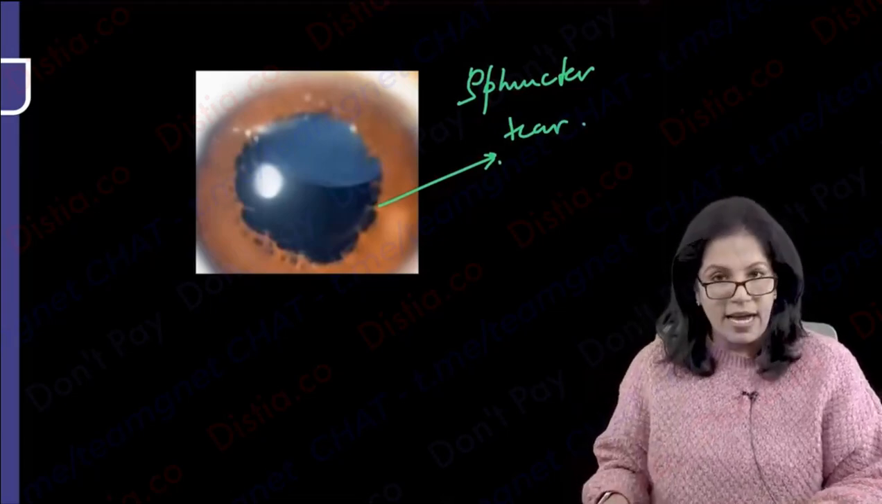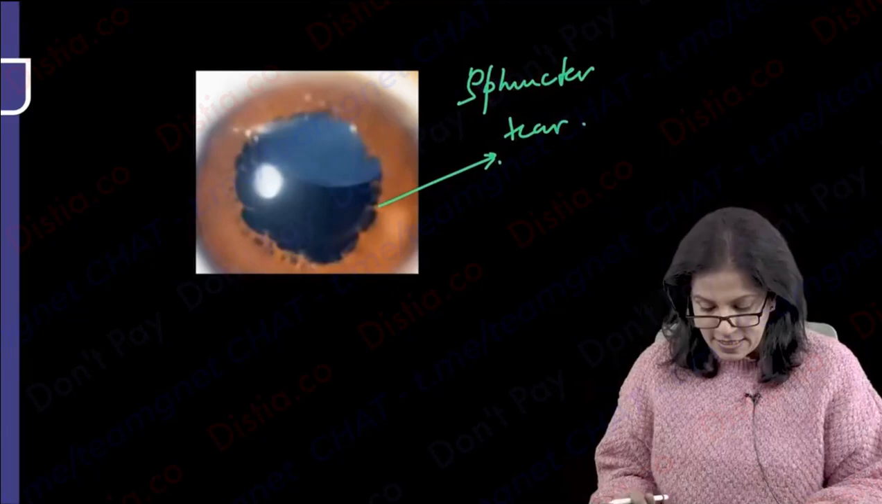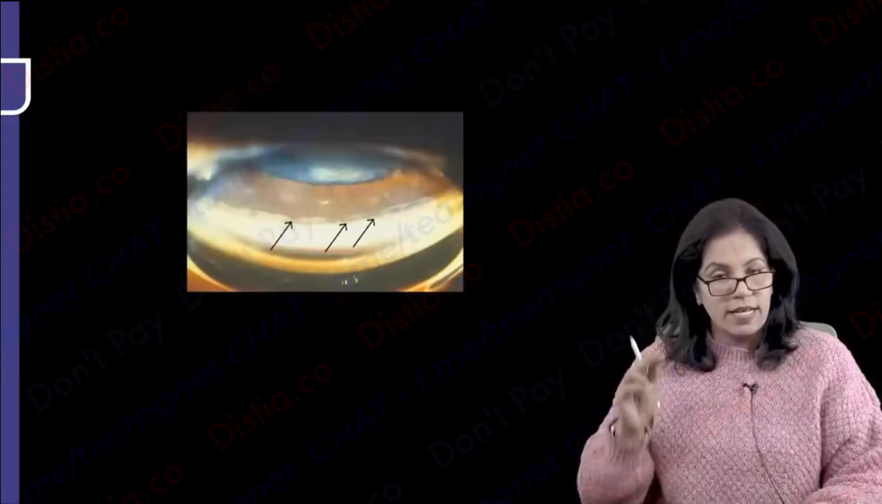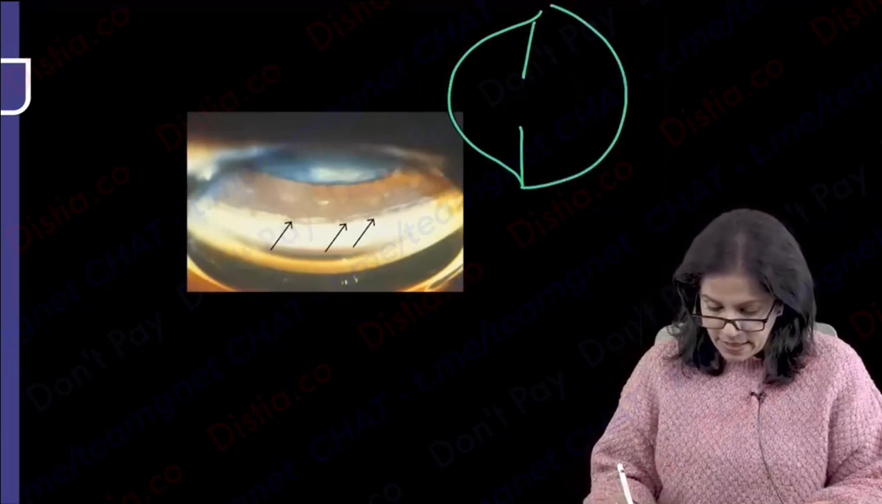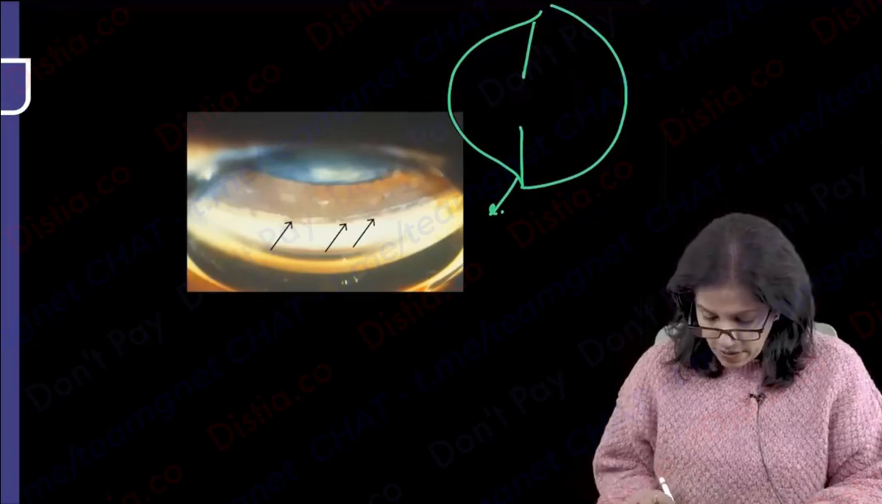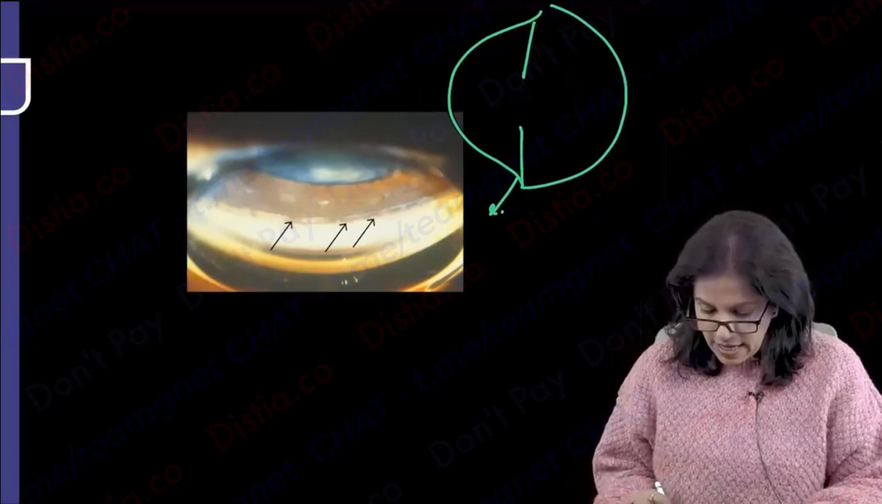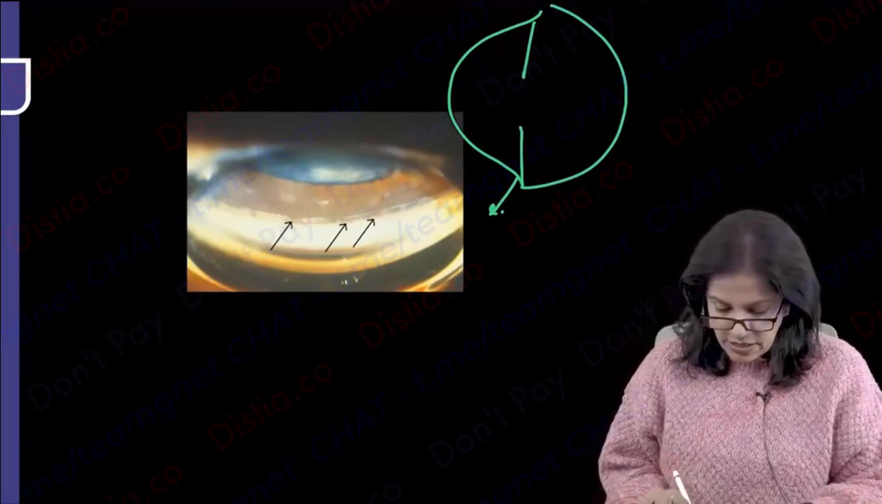One we learned is iridodialysis and second is sphincter tear. What else? Come to the angle. So what do you see in the angle here? Angle we are talking about. So if you look here, this is what is called angle recession due to tear in the ciliary body.